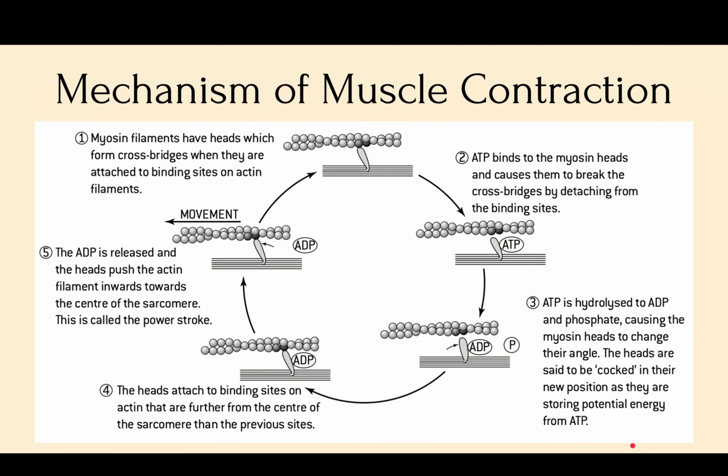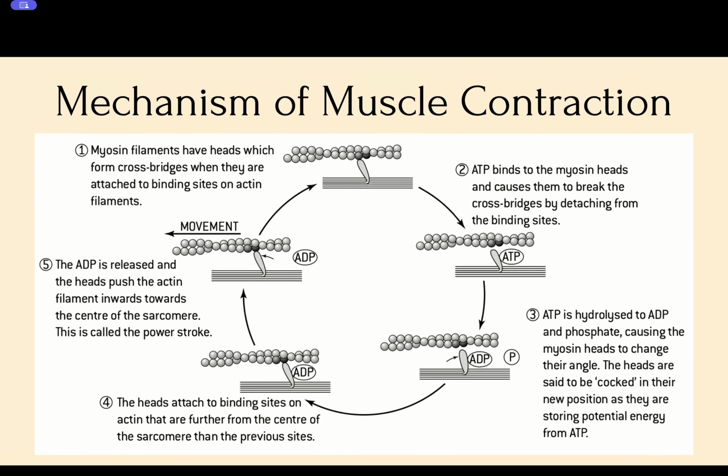So here's the mechanism of muscle contraction. I've taken this basically from the entirety of the Oxford book, but there's basically 5 steps that go around. In these 5 steps, you need to know about the ATP, about the myosin heads, and about the entire movement process of it all.